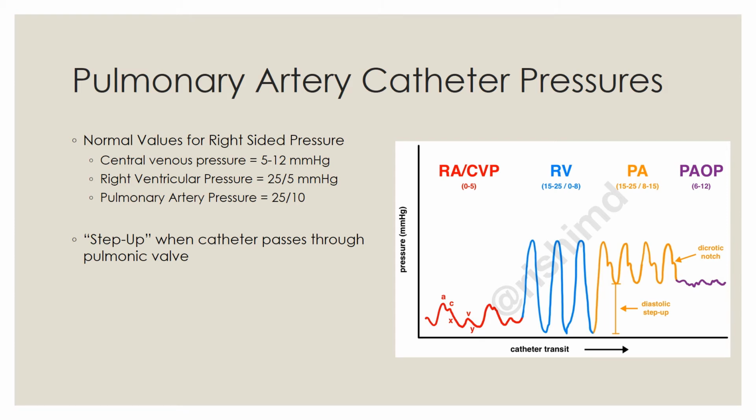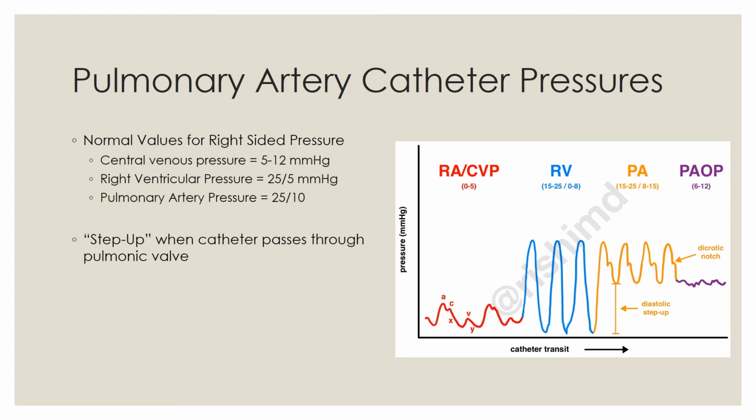All right, this question tested pulmonary artery catheter pressures and what normal pressures are measured by pulmonary artery catheters in the various parts of the heart. So for normal values for right-sided pressures, central venous pressures somewhere between 5 to 12 are considered normal. And the tracing that you see is the normal right atrial pressure tracing that you all know so well, that we've reviewed quite a bit. The right ventricular pressure, as the pulmonary artery catheter is advanced from the right atrium into the right ventricle, is normally about 25 over 5.